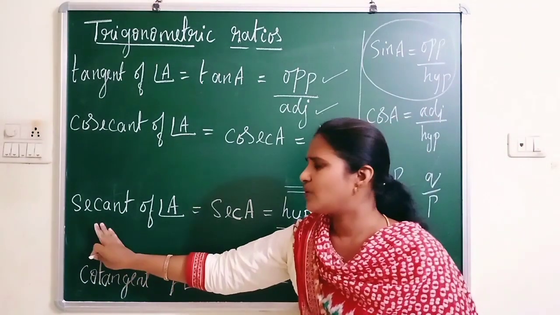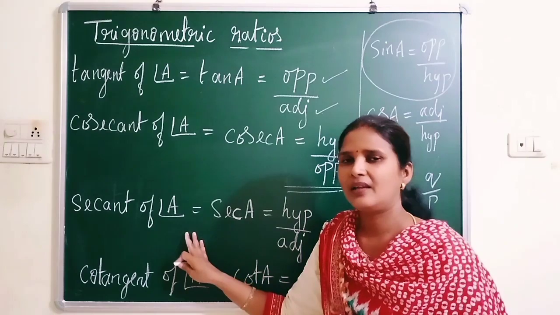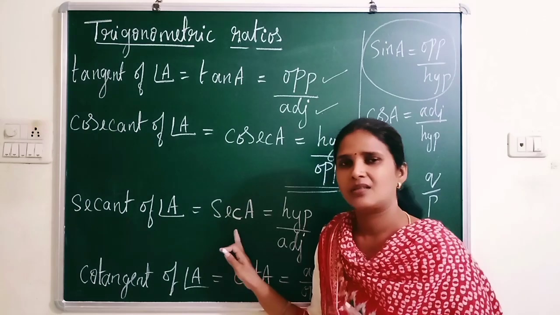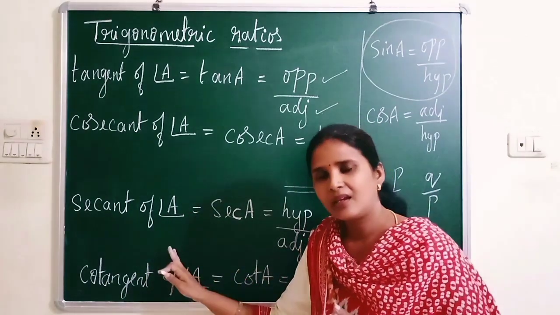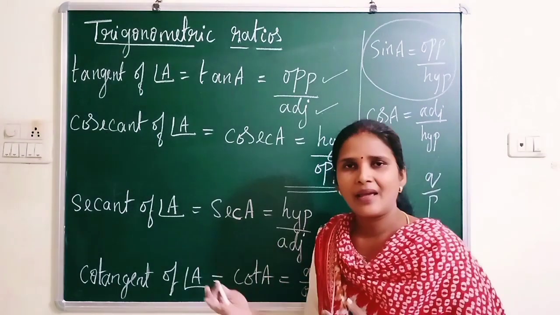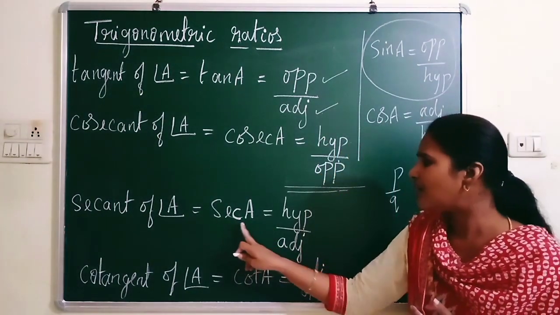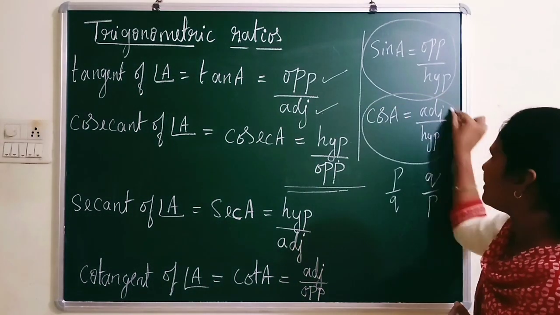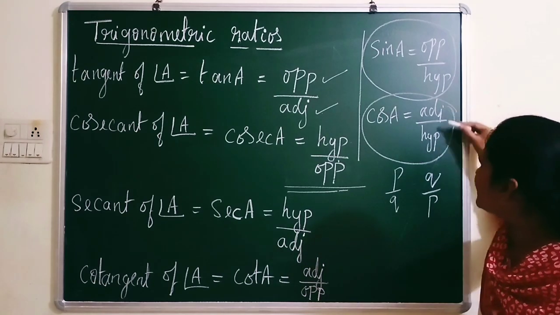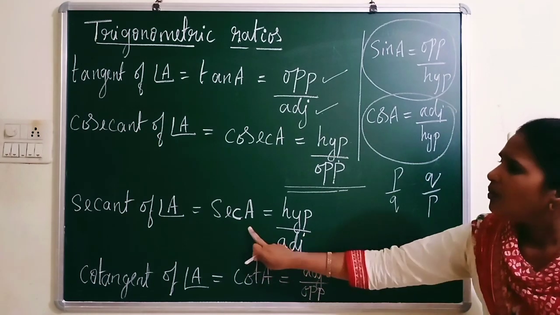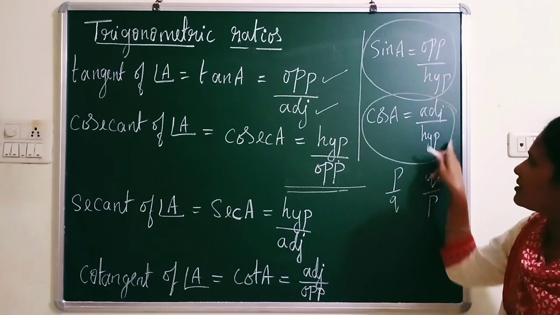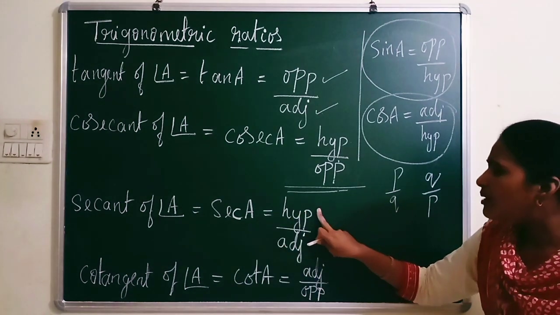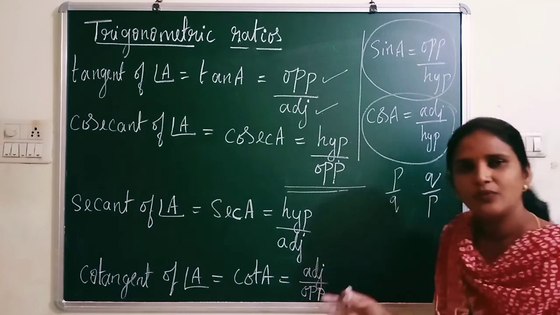The next trigonometric ratio is secant. Secant of angle A. Instead of telling the full form secant, we tell short sec. Secant of angle A can also be read as sec A. So sec A equals hypotenuse by adjacent. Look at cos A here. Cos A equals adjacent by hypotenuse. Then what is secant A? The reverse, the reciprocal of this, is sec A. So secant A equals hypotenuse by adjacent. Don't get confused, very simple.